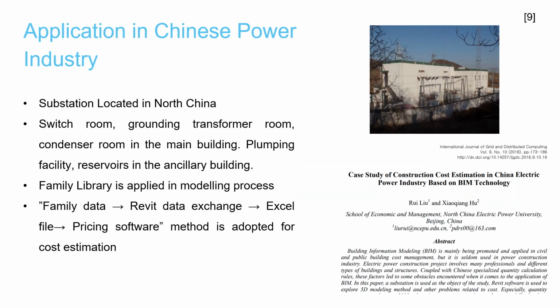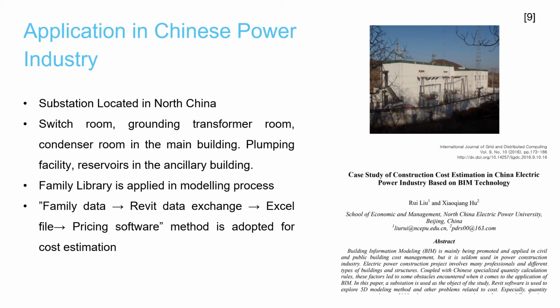In the first example, 5D BIM technology was applied in the electric power industry in China. The substation shown on the slides is located in northern China. The building consists of one main structure and one ancillary building. In the design stage, parametric modeling and family libraries are applied.